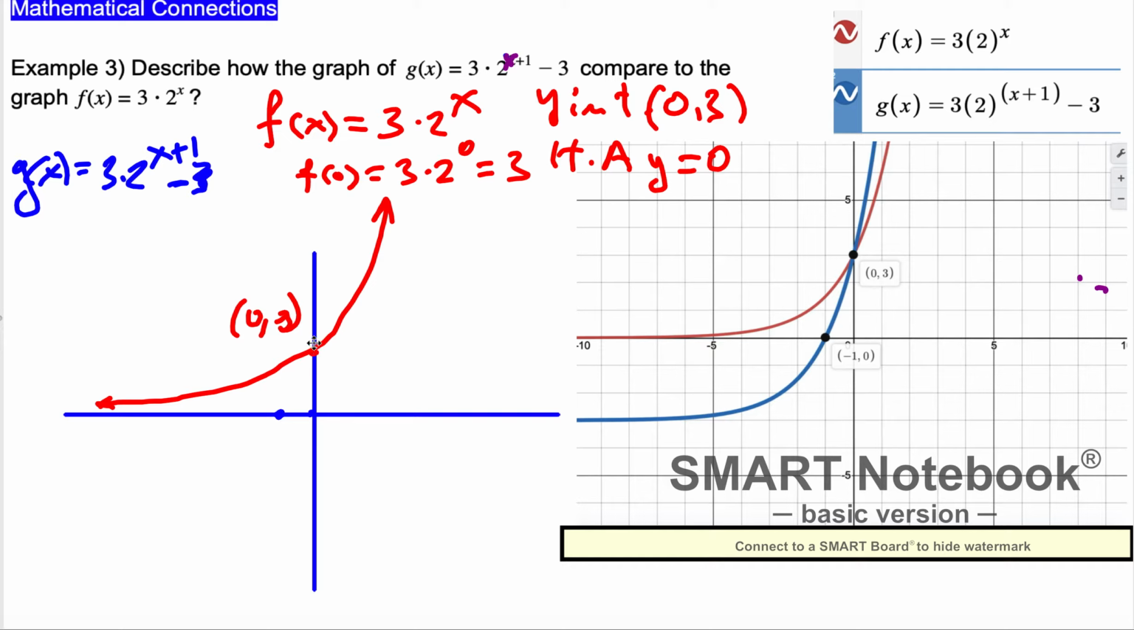So you can go either way. First a vertical translation 3 units, then 1 to the left, or you can go 1 to the left and then 3 down, but again you are going to the same point. And this point here is (-1, 0).